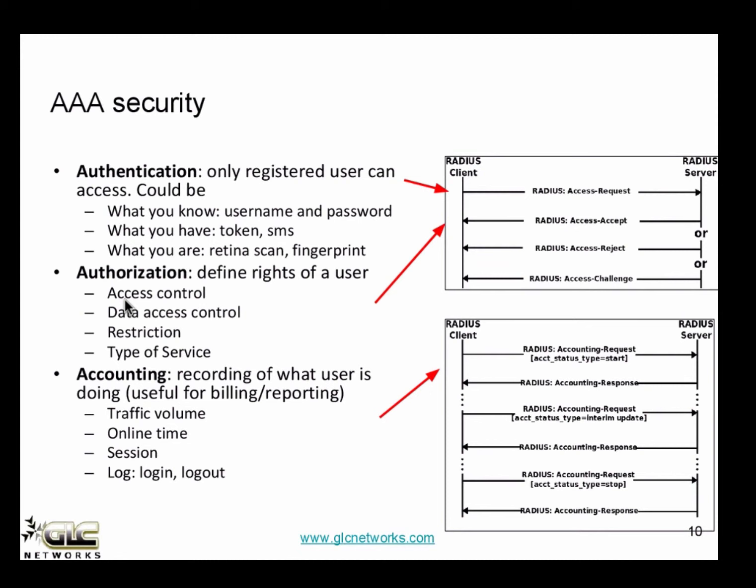The next A is accounting. Accounting means recording what the user is doing. That could be traffic volume, how much data you have already downloaded, 5 gigabytes, 1 gigabyte. And then counting the online time: how much time you spend on our network, 1 hour, 2 hours.